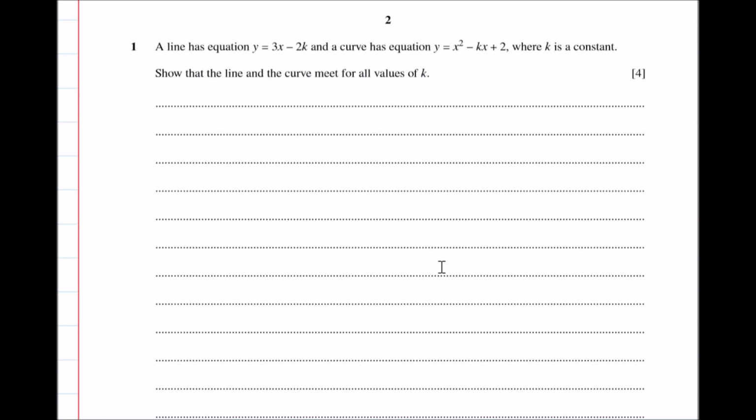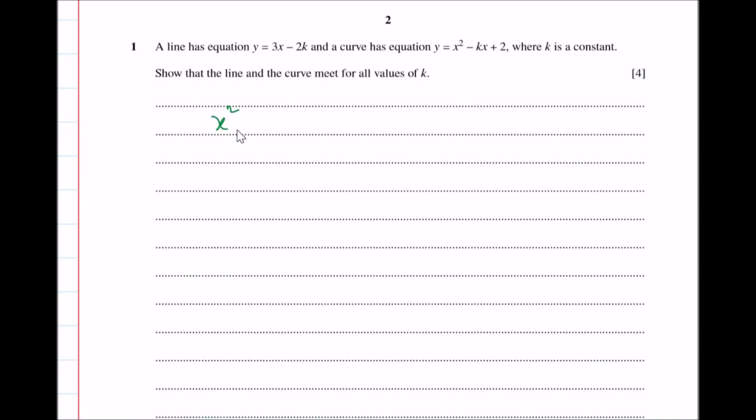We already are aware that for meeting at one point, b square minus 4ac must be equal to 0. And for meeting at more than one point, b square minus 4ac must be greater than 0. So, let's start solving. We have both equal to y. So, we'll write them equal. Let me show the steps here.